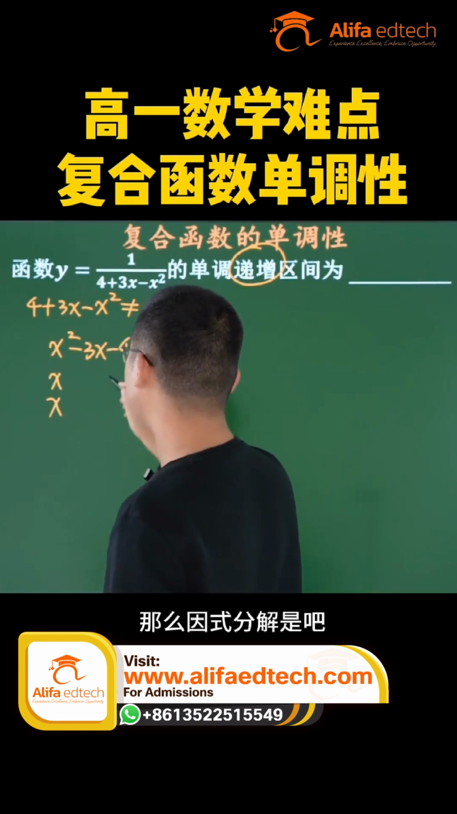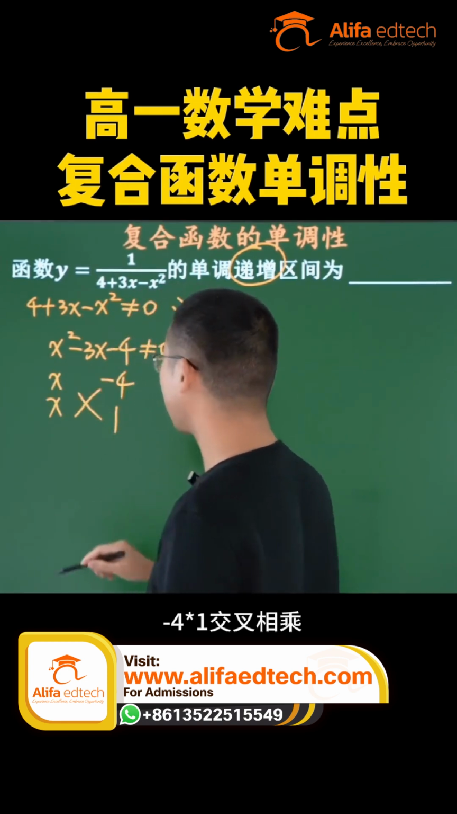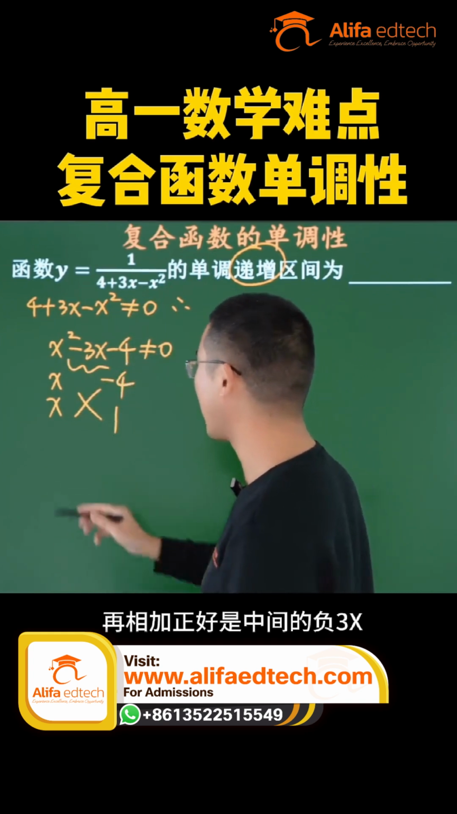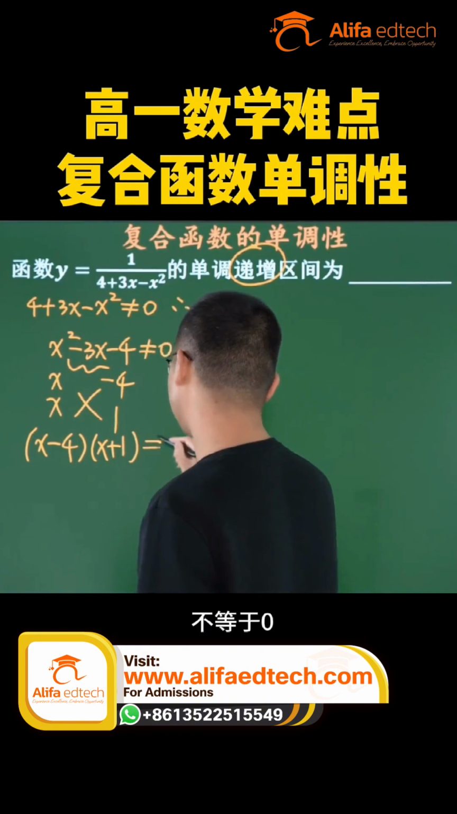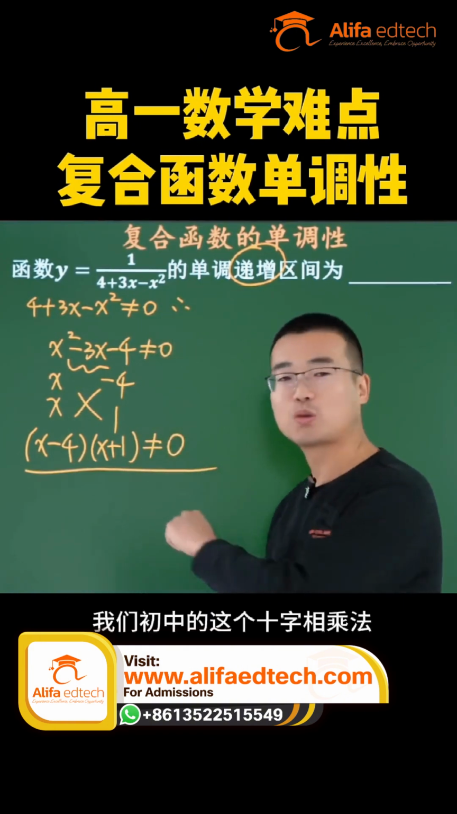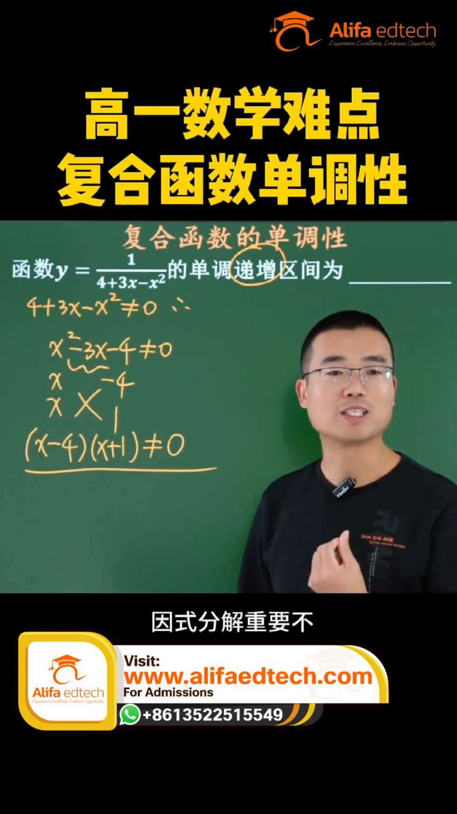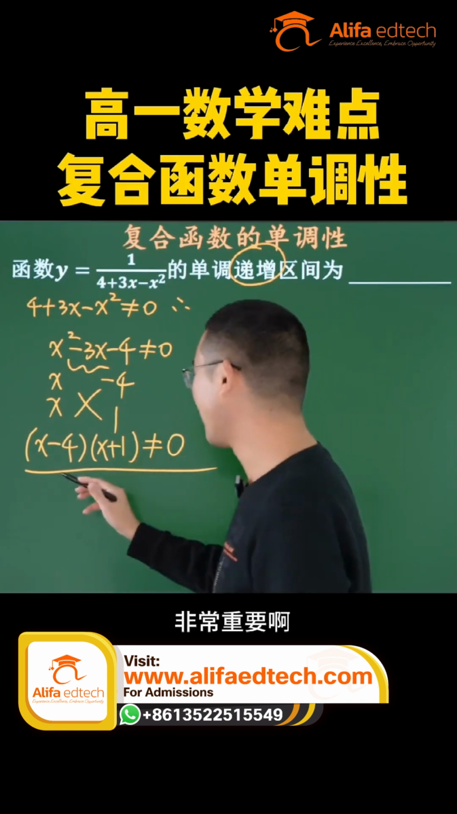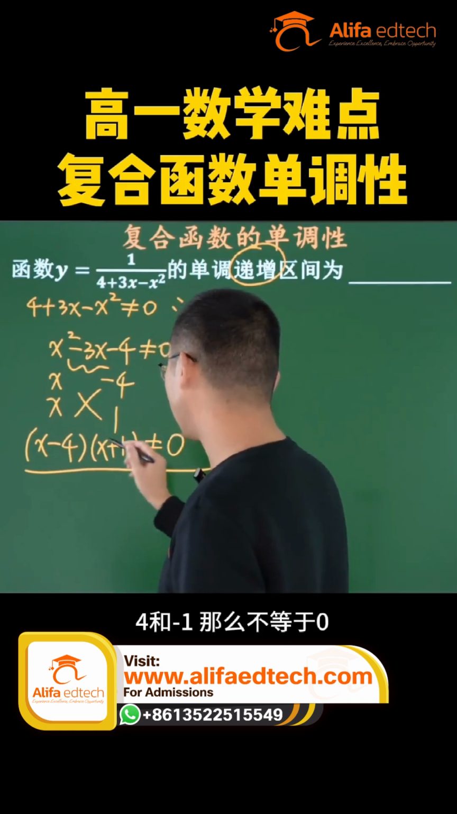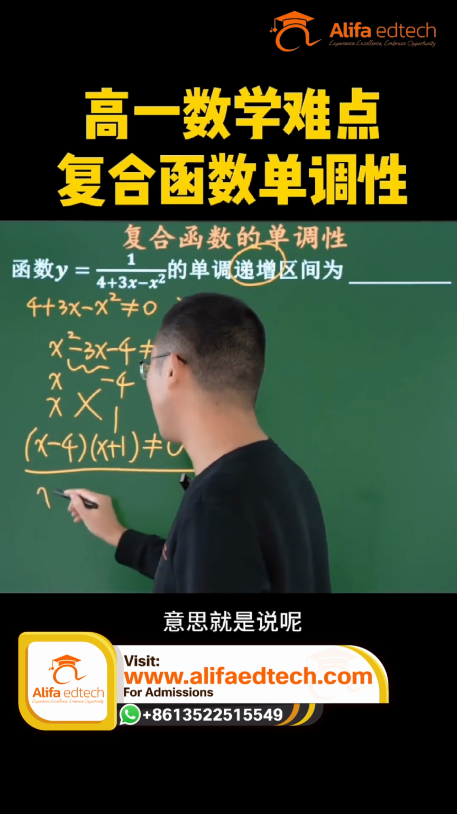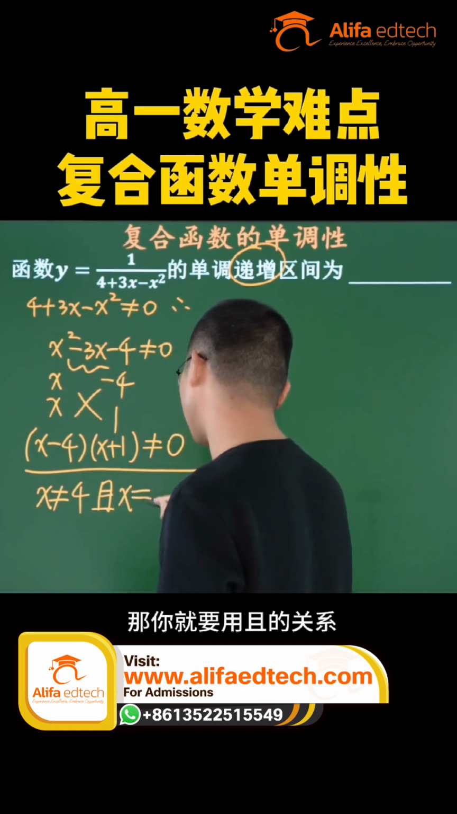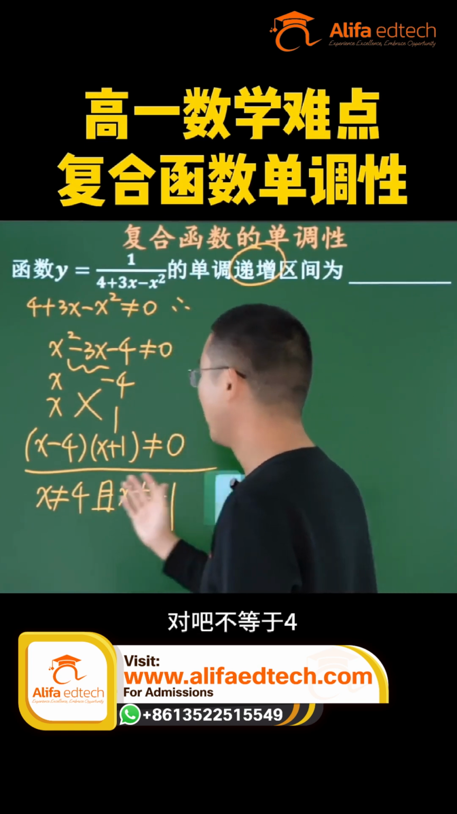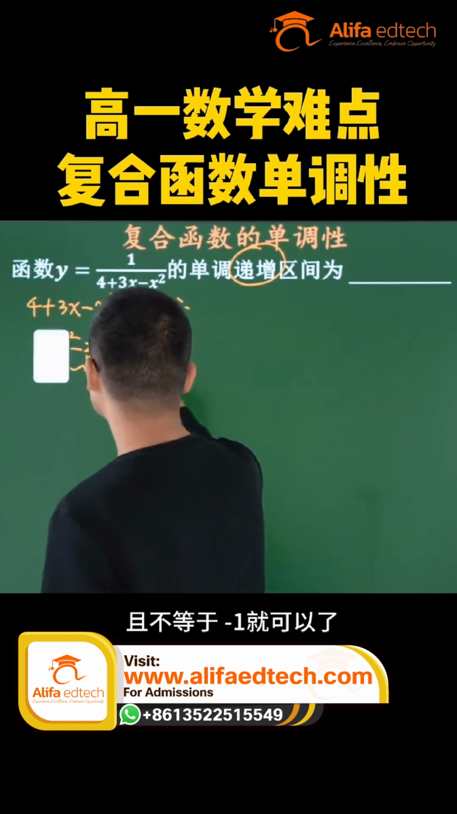So we need to factor it, right? Multiply minus 4 by 1, cross multiply and add, which gives us exactly minus 3x in the middle. So it's (x minus 4)(x plus 1) not equal to 0. Remember, the cross multiplication method from middle school is factoring, very important. So it has two roots, 4 and minus 1. Not equal to 0 means it can't equal 4 and it can't equal minus 1.